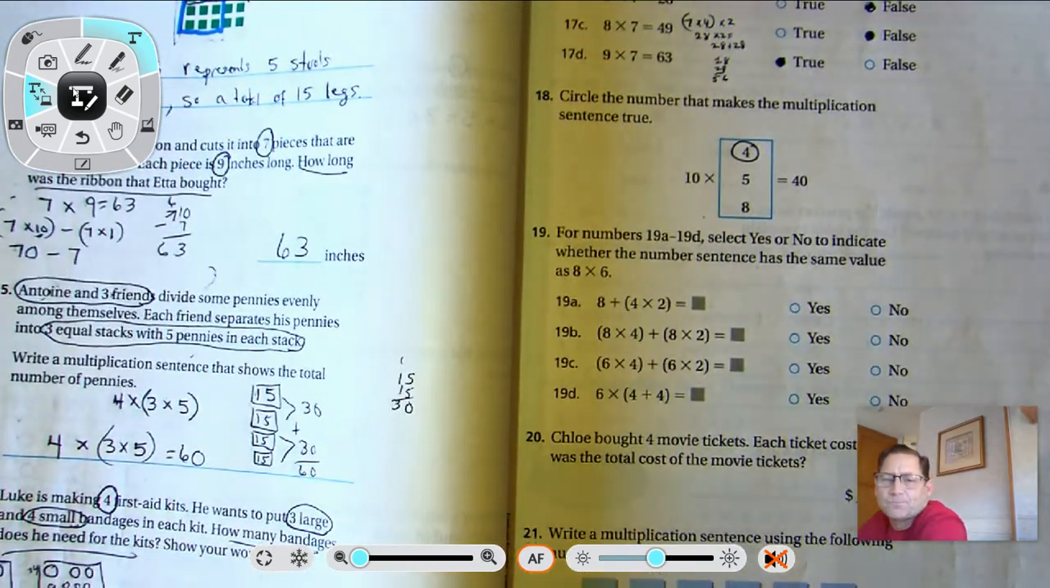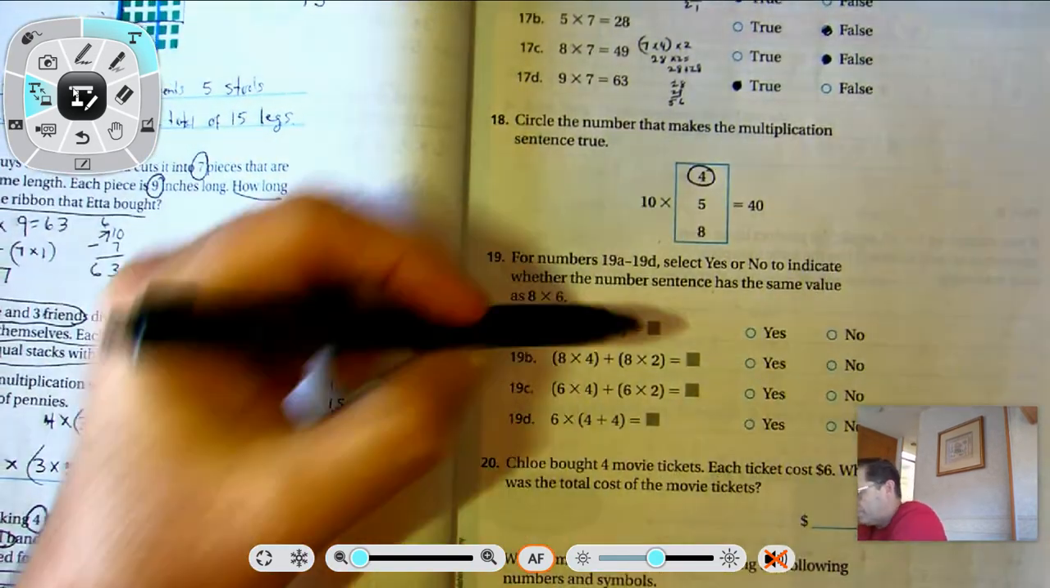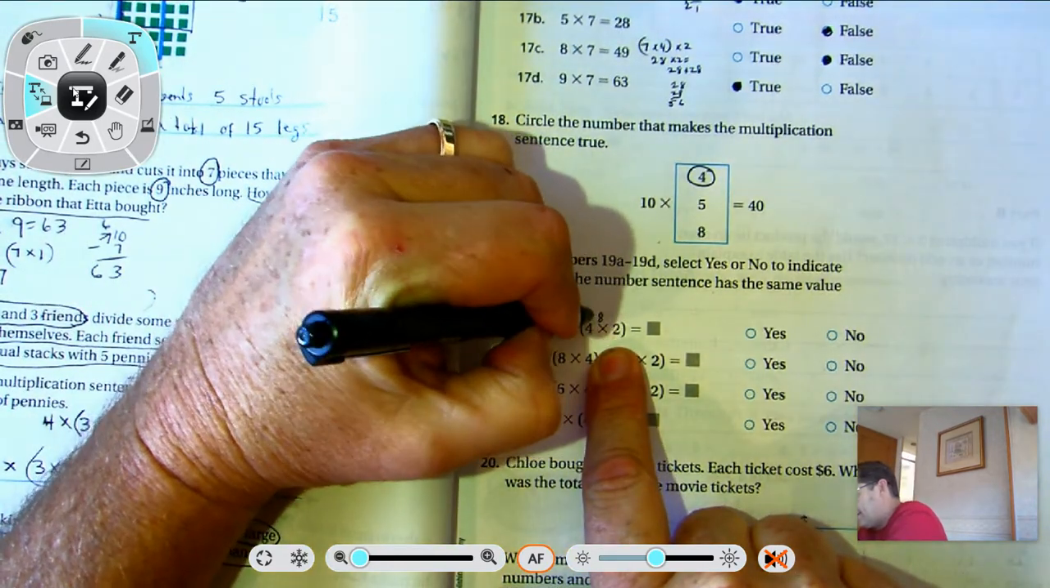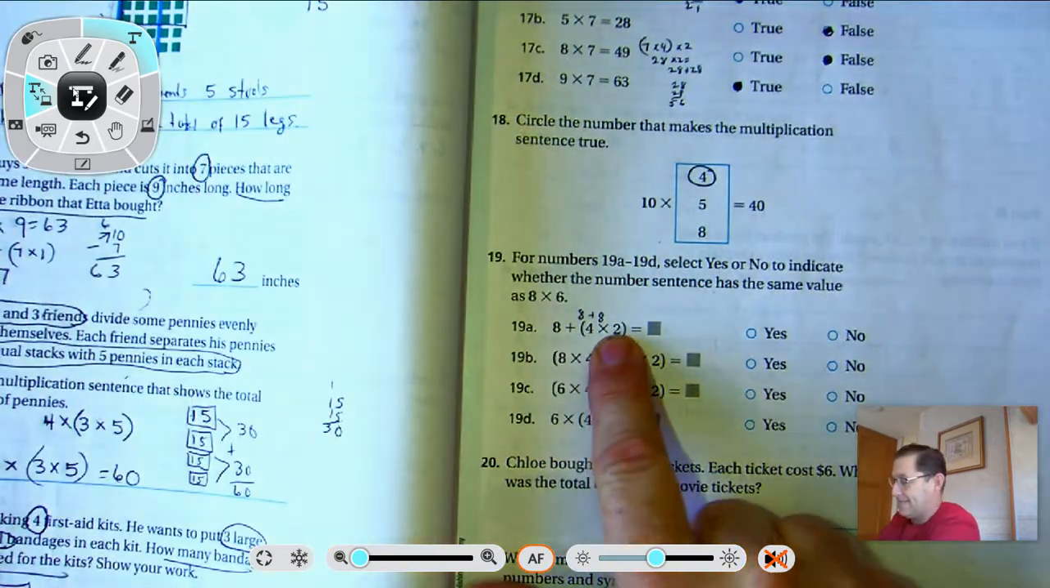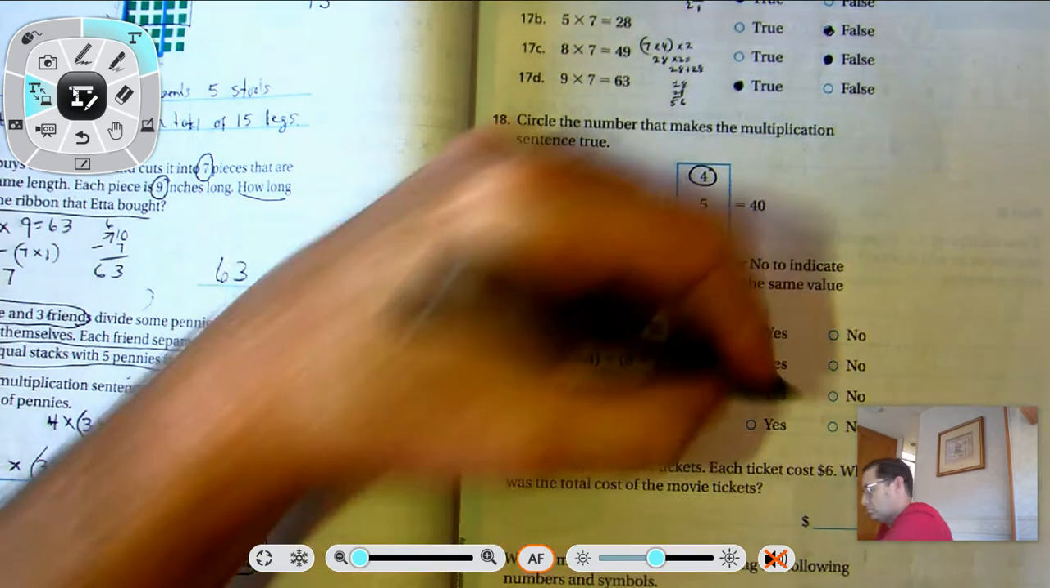19. For 19a through 19d, select a yes or no to indicate whether the number sentence has the same value as 8 times 6. All right. So 4 times 2 is 8. So is 8 plus 8 the same as 8 times 6? No.